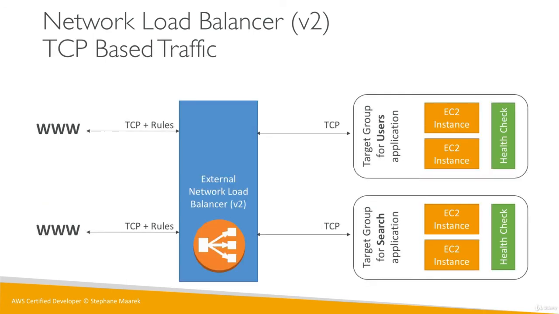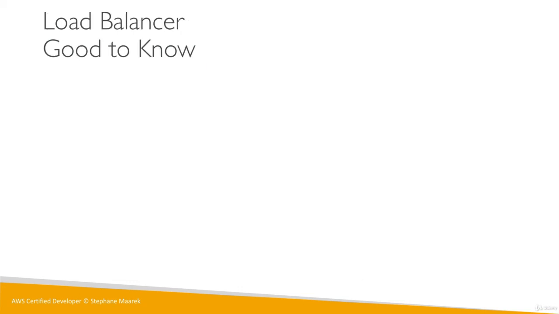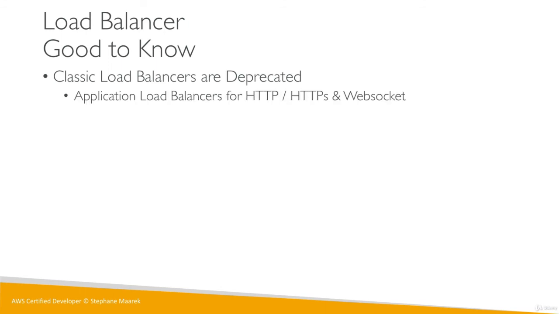And so if we look at the diagram, we get the exact same diagram as before, but now instead of HTTP traffic, we're talking about TCP traffic. And that's simple. The TCP traffic will be routed to different target groups. So that's about it. Network load balancer, just remember, it's higher performance. Now, good to know, the classic load balancers, as I said, are deprecated. Now you want to use the application load balancer for HTTP, HTTPS, and WebSockets, and you want to use the network load balancer for TCP.